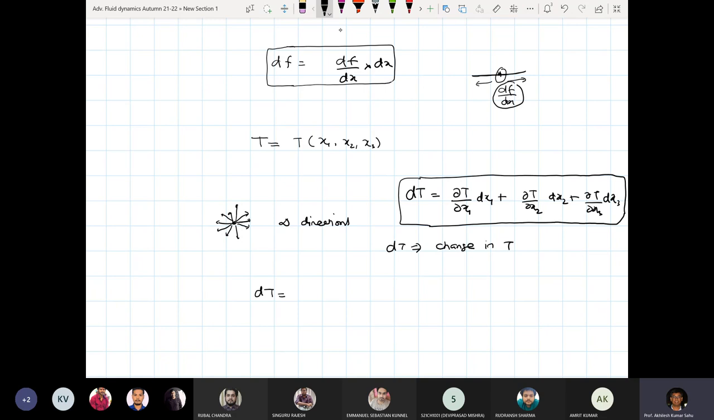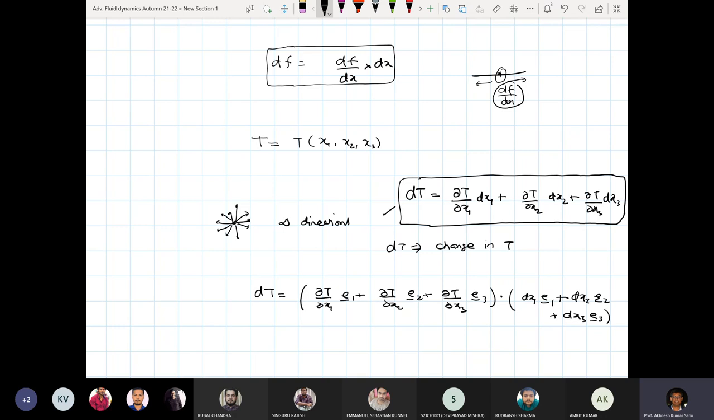I can write this as (partial t by partial x1 e1 plus partial t by partial x2 e2 plus partial t by partial x3 e3) dotted with (dx1 e1 plus dx2 e2 plus dx3 e3), right? If I do the dot product of these two, it will be partial t by partial x1 times dx1, e1 dot e1, which is 1, plus partial t by partial x2 into dx1 into e2 dot e1, and e2 dot e1 is going to be 0. So when I simplify it, I'm going to get this expression.